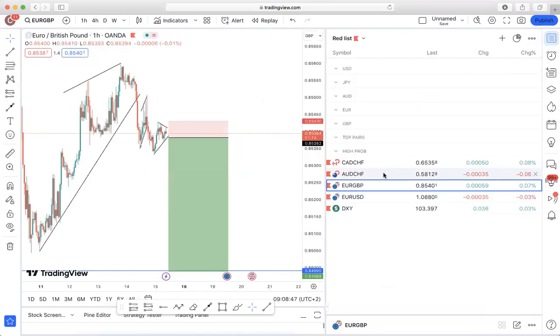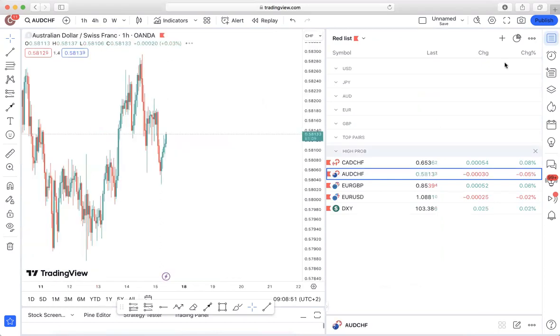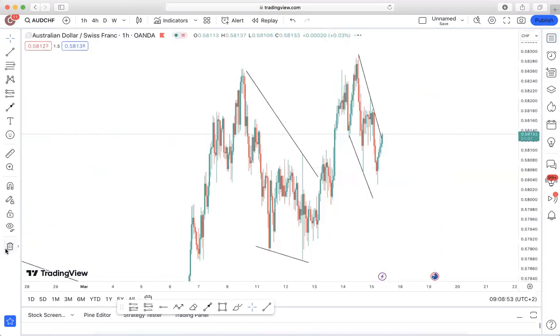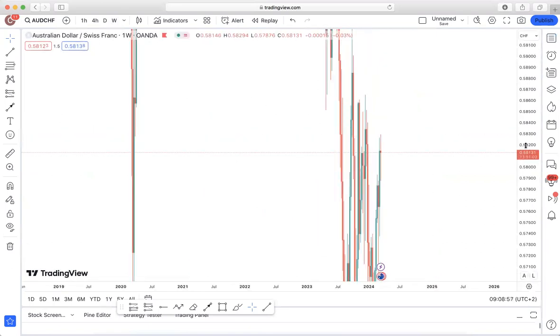So that is it on Euro GBP. Now let us see our next pair, which is the Australian dollar over the Swiss franc. Jump on the high time frame and make our way down.